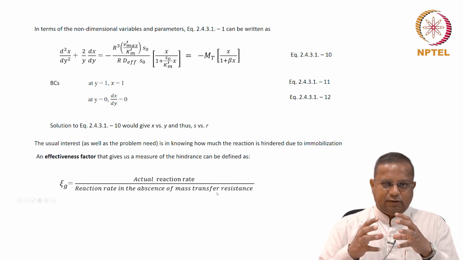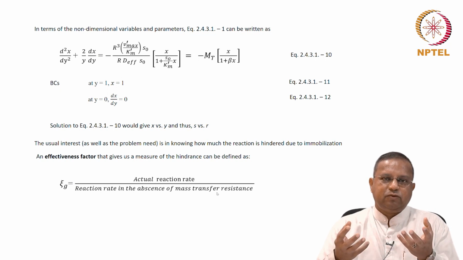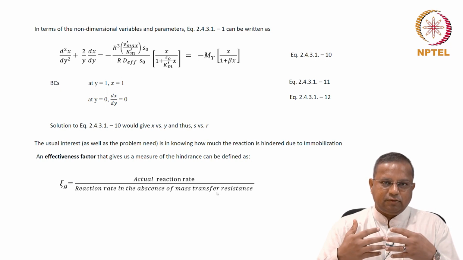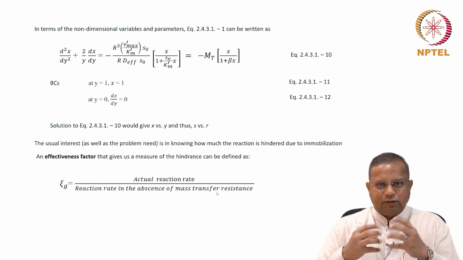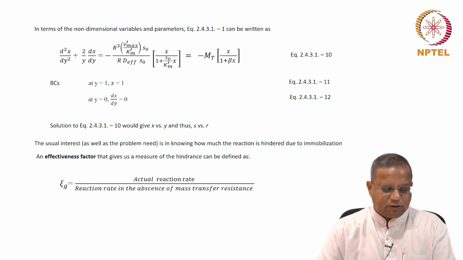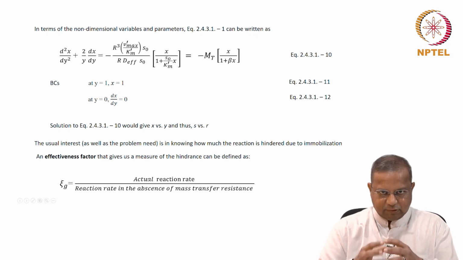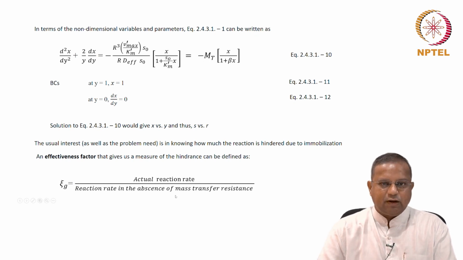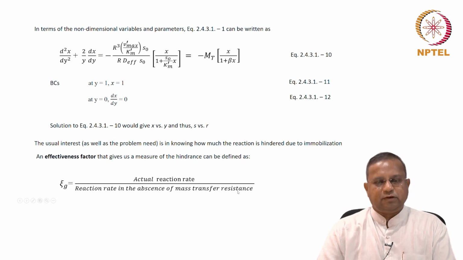We said that when we immobilize an enzyme, we could lose the speed aspects, the kinetic aspects, because of the immobilization. However, there are very many advantages to immobilization, that's why we immobilize it. And therefore, when we immobilize it, we would like to know how much of loss is occurring. The effectiveness factor is one of the parameters that gives us that. It is a ratio of the actual reaction rate, which is actually happening, to a hypothetical reaction rate, which is the reaction rate in the absence of mass transfer resistance.